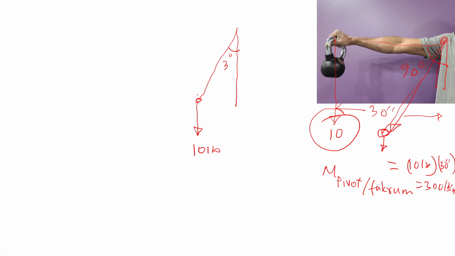So moment is not really any distance. It is actually the distance between the line of action of the force and the fulcrum or pivot, in this case the shoulder joint pivot point. So it's not just any distance. Moment is the force times the distance between the line of action of the force and the pivot point. So not just any distance.